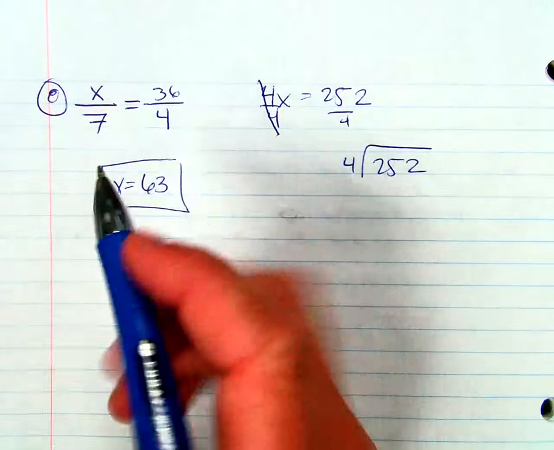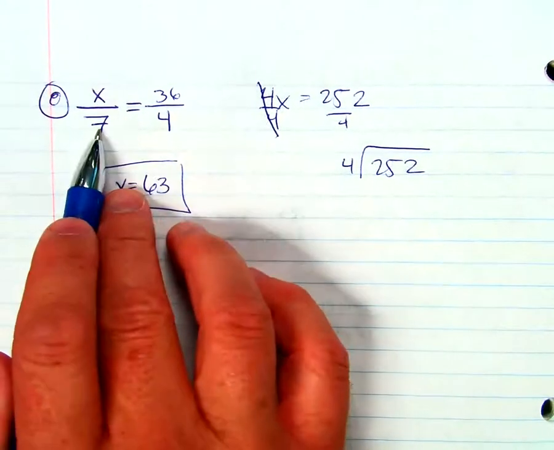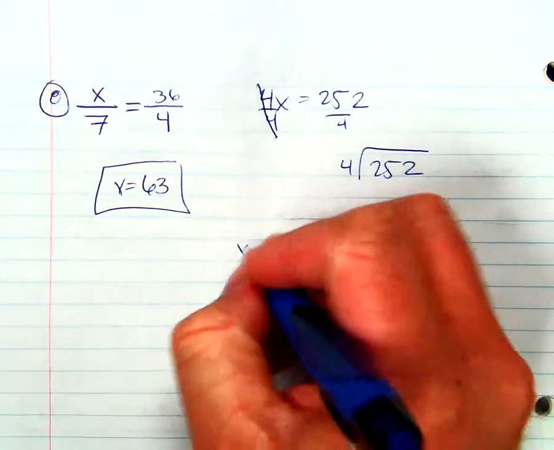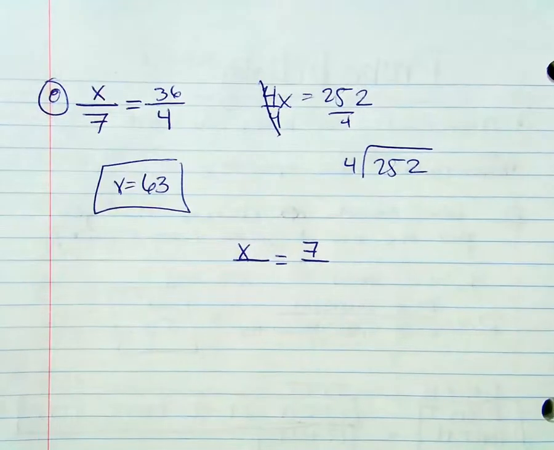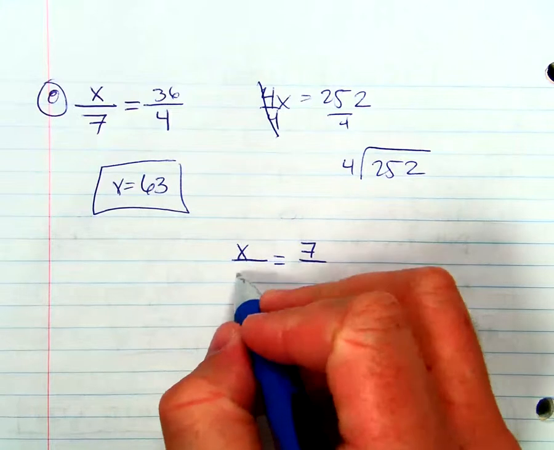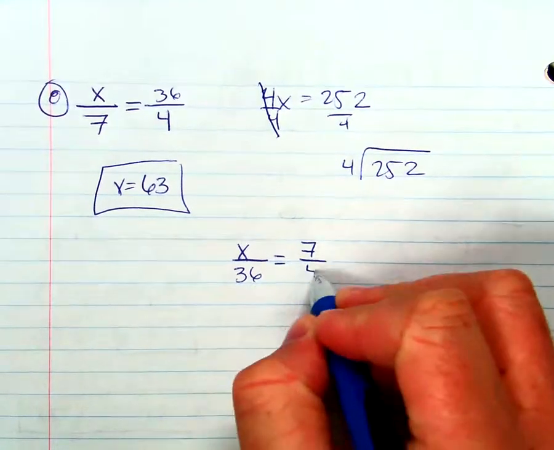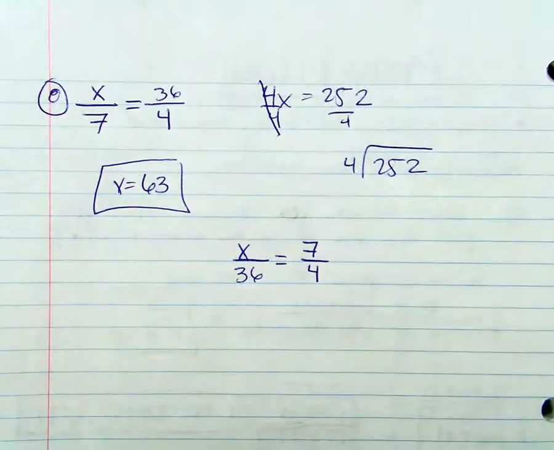The other way that some people do this is they say, with x and 7 go together, I'm going to put them both on top. X over something equals 7 over something. And then they end up putting the 36 with x and the 4 with 7. This works too, and it's fine.